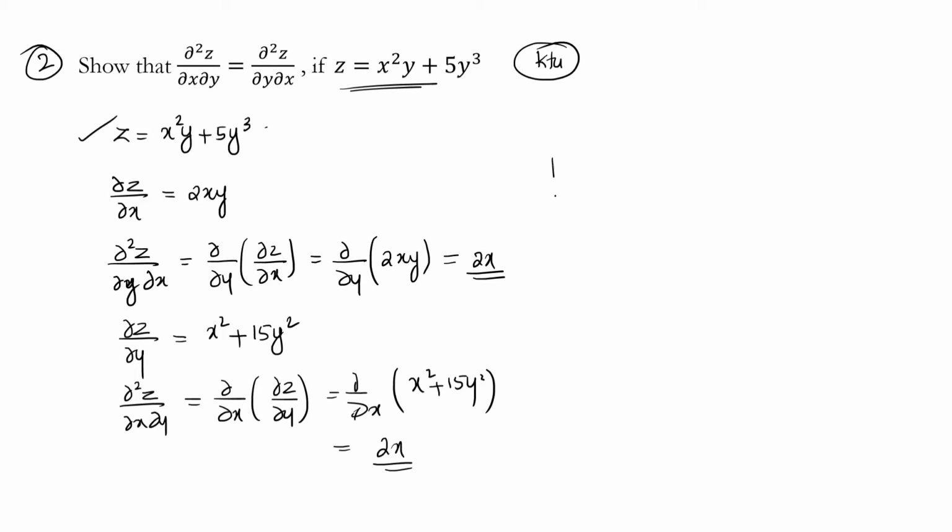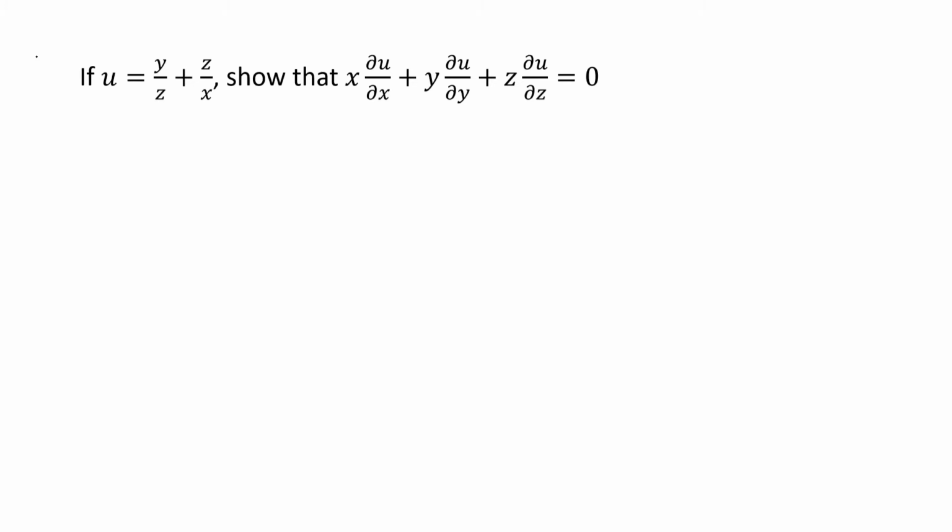Okay, therefore we have the result: dou square z by dou x dou y is the same as dou square z by dou y dou x. Mixed second order partial derivatives are equal. Okay, this is the second question, and we'll move on to the third one.